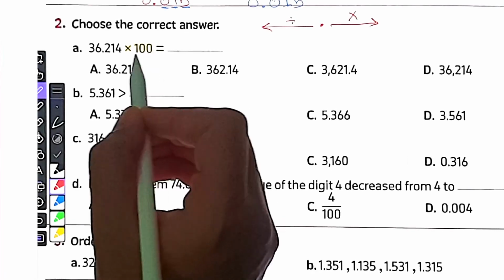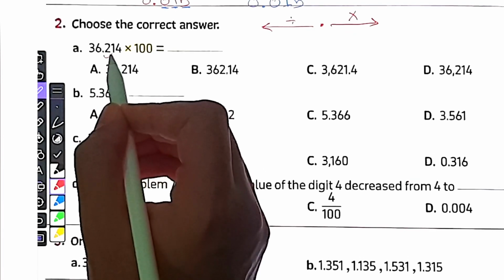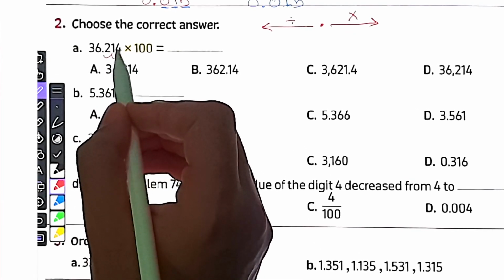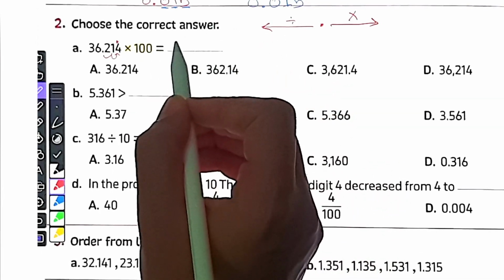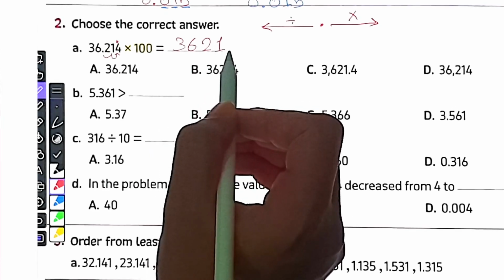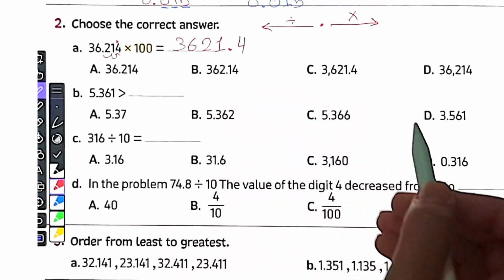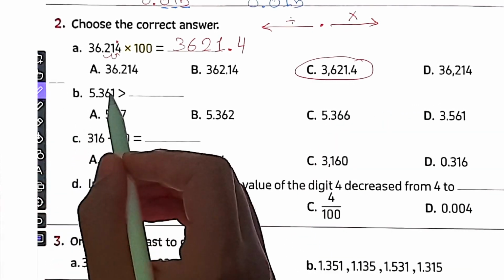Here he said multiply by 100, so we will move the decimal point 2 digits according to the number of zeros. So let's move the decimal point two digits, 1, 2. So the new decimal point will be here between 1 and 4. So the answer will be 3, 6, 2, 1.4, which is letter C. Let's move to B.